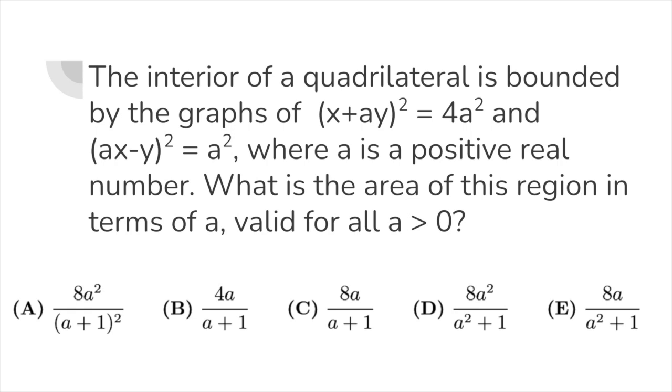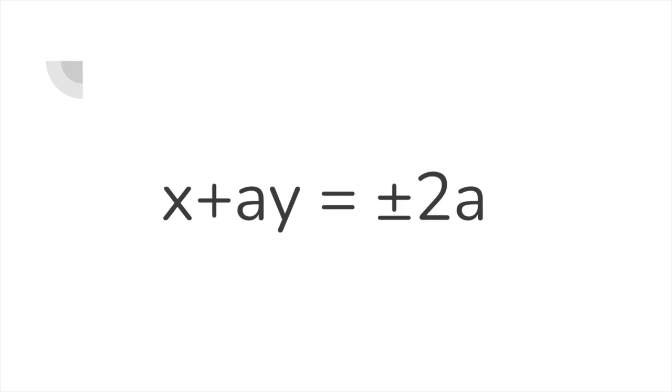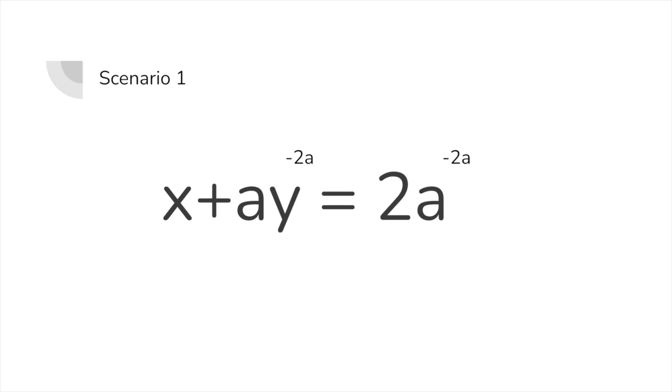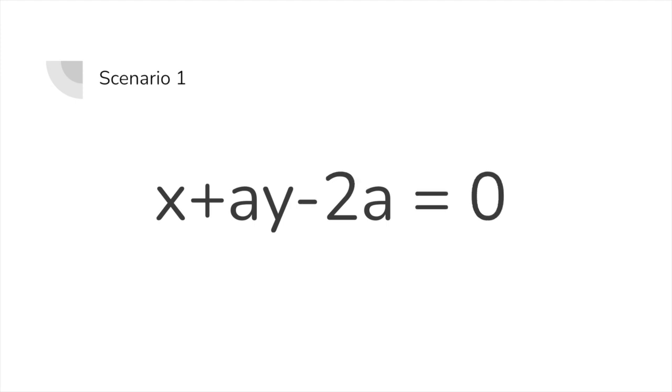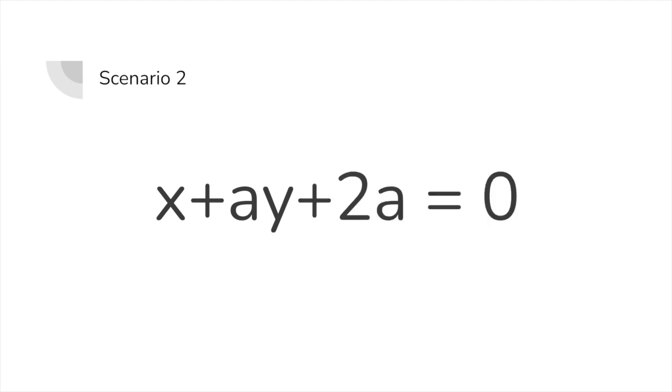For the first equation given, we have (x plus ay) whole squared is equal to 4a squared. Let's start by taking the square root of each side, and now we have x plus ay is equal to plus or minus 2a. We can subtract the 2a from both sides to get x plus ay minus 2a is equal to 0. However, we have to keep in mind that it's plus or minus 2a, since we took the square root of one positive term, which in this case was 4a squared. This means that we could have also added 2a to each side, and we can also get x plus ay plus 2a is equal to 0. We now have our first two equations.